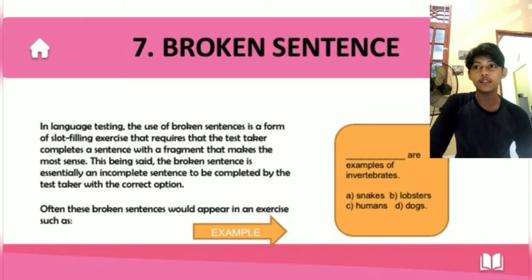Often these broken sentences would appear in exercises such as the example in the slide of the material.